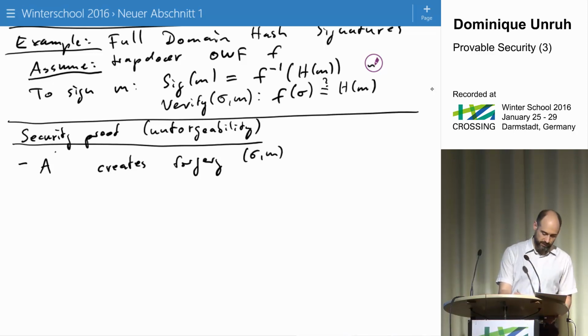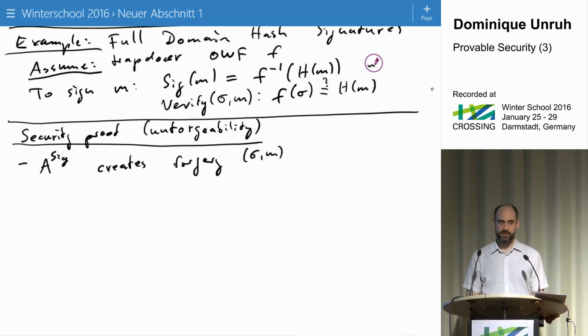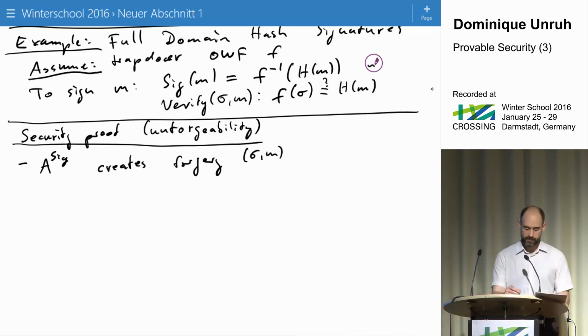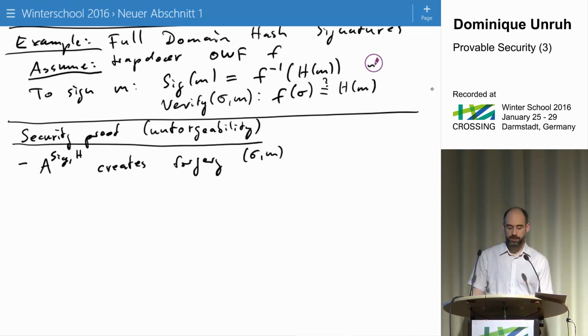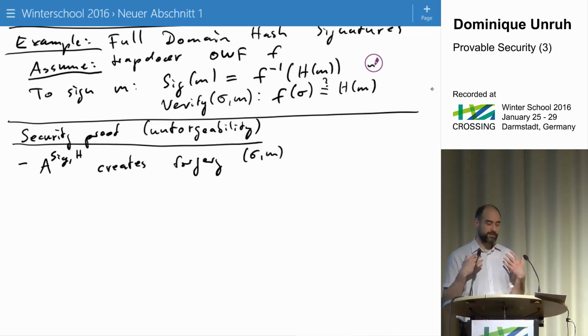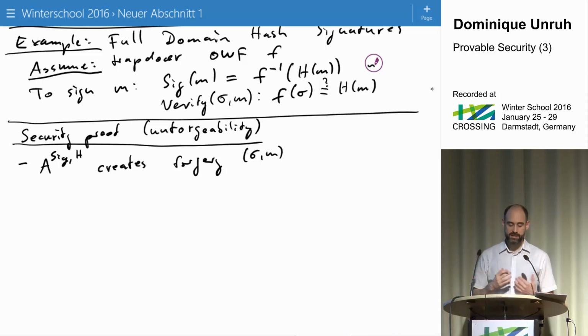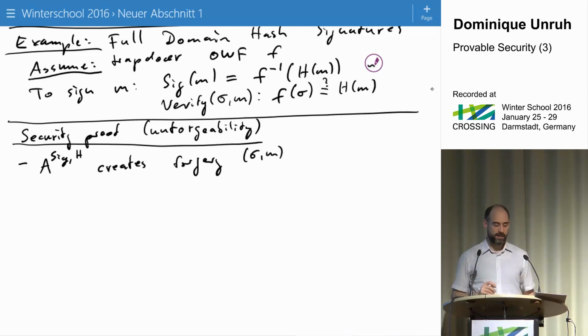Additionally, he has access to a signing oracle, so he can ask the signing oracle for a signature of any message, except he can't ask the one that he outputs in the end. And we said in the random oracle model, we give the adversary access to the random oracle. So this is the situation that we have when the adversary attacks this key.